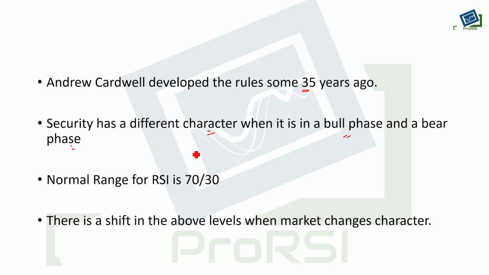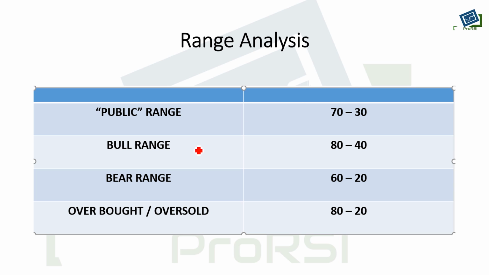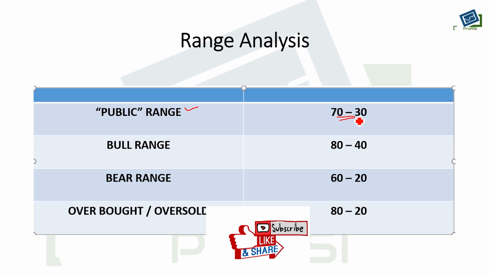So the normal range, as we say, is 70-30, but when the market is in an uptrend or in a downtrend, there is a shift in these levels, and there is a change in the character of the RSI. What I call the public range is 70-30, that everybody knows about. On most charting software you will see that the default levels are 30 and 70, and many people are using this 70-30.